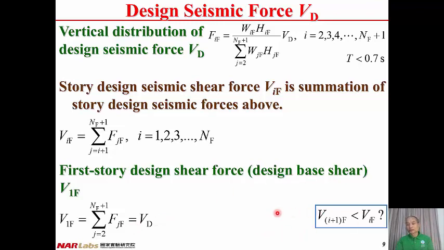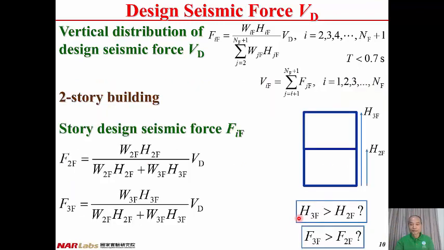And the question here for all of you is: is V(i plus 1)^F always less than Vi^F? That is, the design shear force for the i plus 1 floor, is it always less than that for the ith floor? Therefore, the design shear force of the floor above, is it always less than the current floor? And here's an example. We take a two-story building as an example.